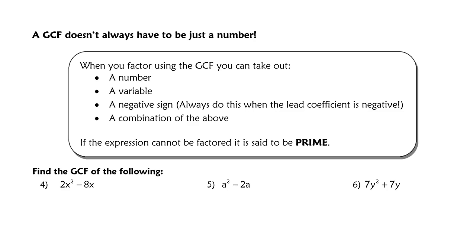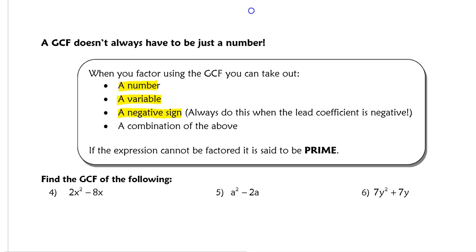All right, so now we get into GCFs that are a little bit more complex than just the numbers that we were dealing with earlier today. So a GCF doesn't always have to be just a number. When you factor using the GCF, you can take out a number, you can take out a variable, so that's where it's differing from what we did today. You can also take out a negative sign, which is something we'll talk about more later on in the chapter.